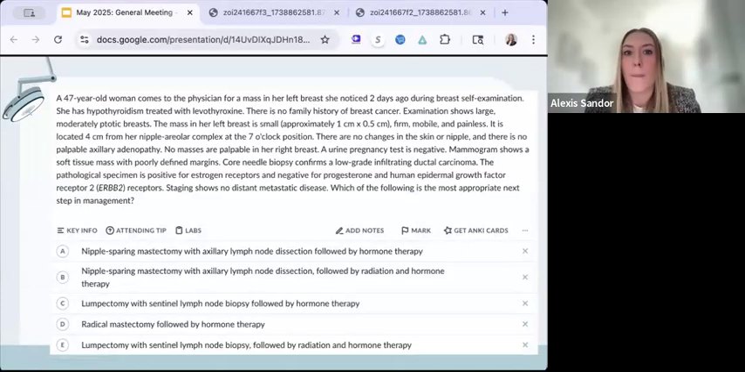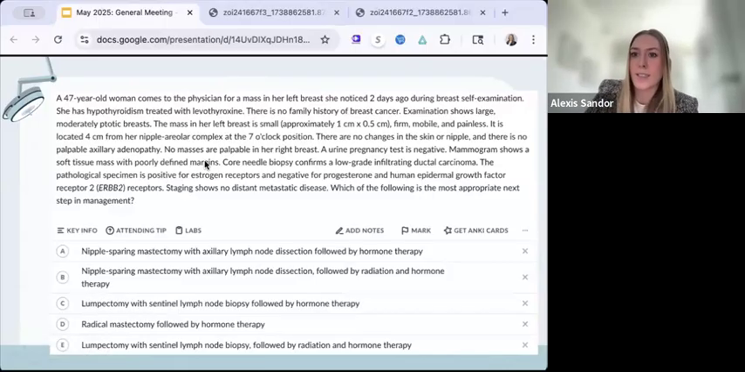Examination shows large, moderately ptotic breasts. A mass in her left breast is small, approximately 1 centimeter by 0.5 centimeters. It's firm, mobile, and painless. It is located 4 centimeters from her nipple areolar complex at the 7 o'clock position. That is super important in breast surgery rotations. They want to know where things are. So important when you're describing things on physical exam. There are no changes in the skin or nipple, and there is no palpable axillary adenopathy. No masses are palpable in her right breast.